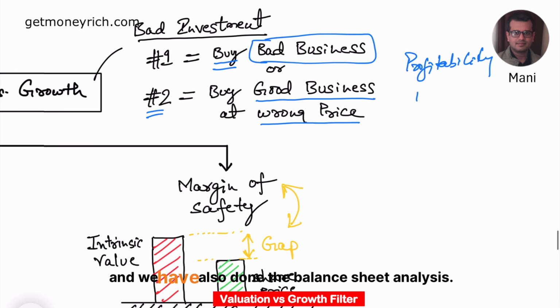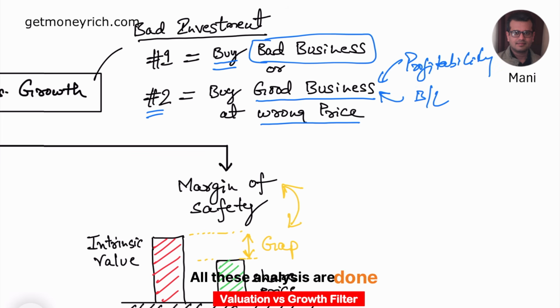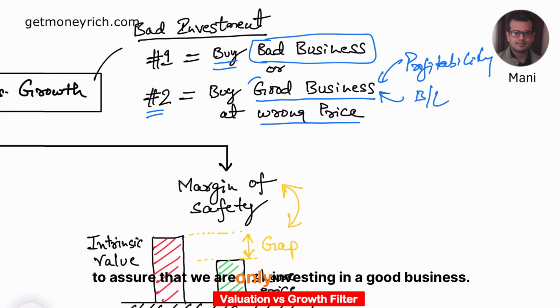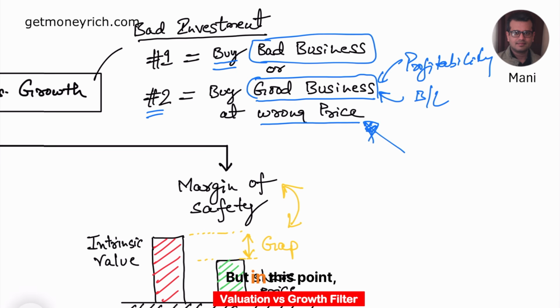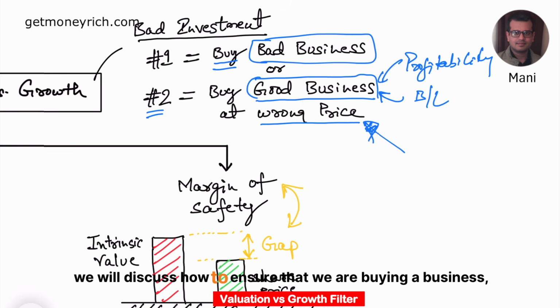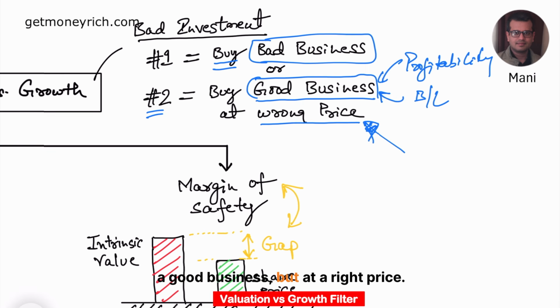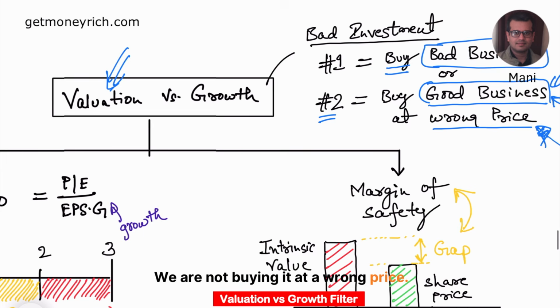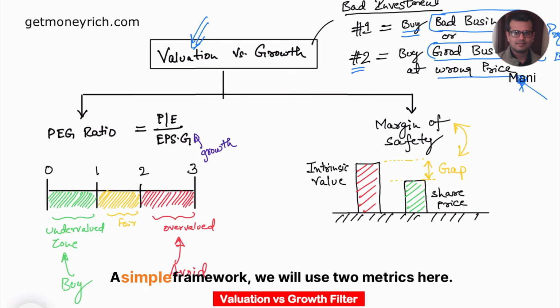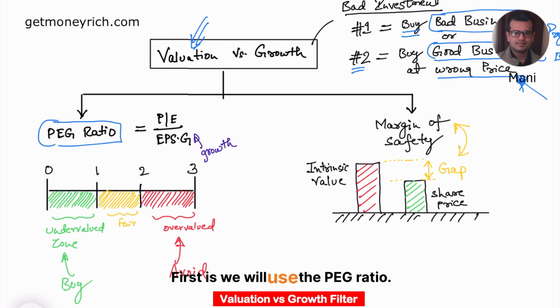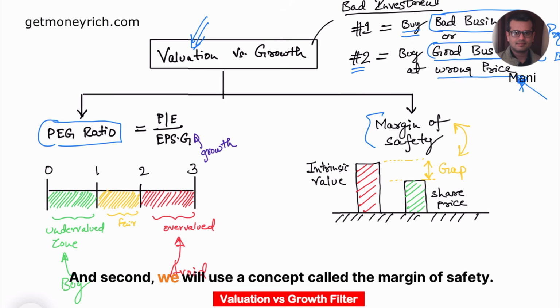In the previous points, what we have discussed is profitability, and we have also done the balance sheet analysis. All these analyses are done to assure that we are only investing in a good business. But in this point, we will discuss how to ensure that we are buying a good business, but at the right price. We are not buying it at a wrong price. So how to do this analysis? A simple framework. We will use two metrics here. First is we will use the PEG ratio, and second, we will use a concept called the margin of safety.